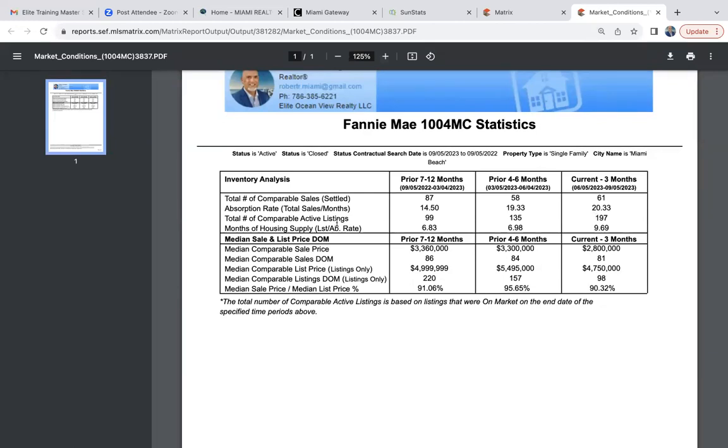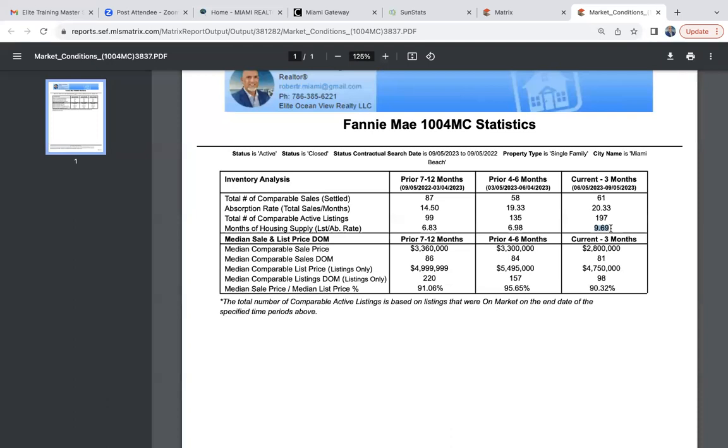And then the fourth line is your housing supply. So if you take the number of 197 and you divide it by 20 sales per month, you are left with a little bit over 9.5 months of inventory. That is a buyer's market. All right. So anywhere from 0 to 3 months of inventory is considered a seller's market. From 4 to 6 months of inventory, it is considered a balanced market.